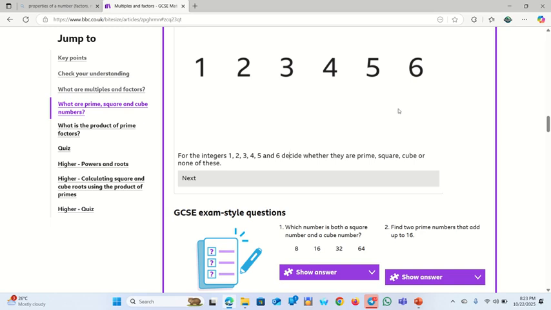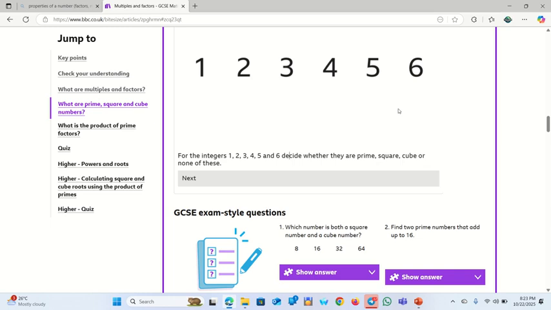So I said number 1 is none. Number 2 is a prime. And then I said number 3 is also a prime. Okay. What's the number 4? Then number 4 is a square. Squared of 2. Okay. What's number 5? Is a prime. Number 6? Number 6 is none of them.